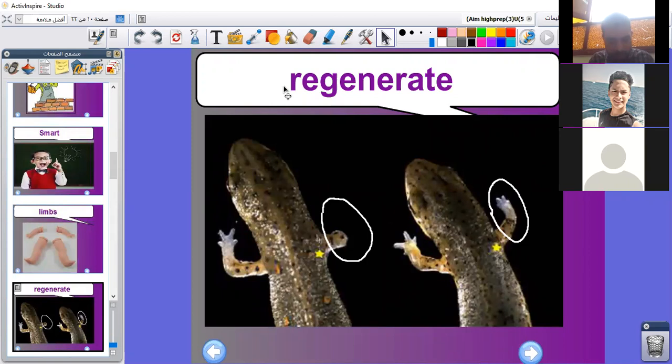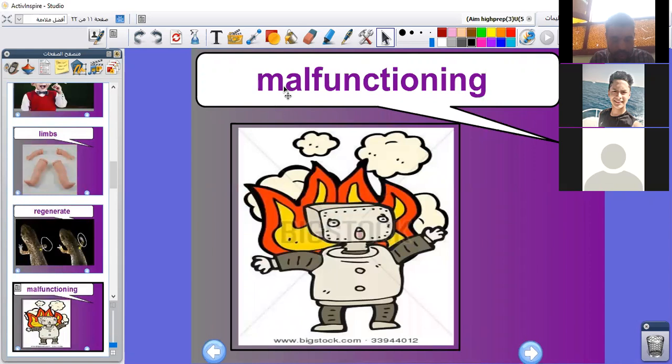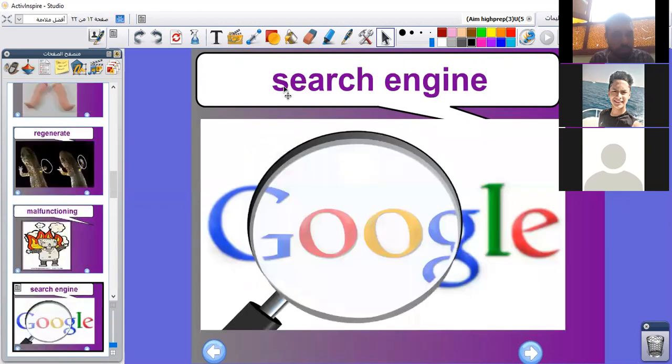Regenerate means to grow strong again. Malfunctioning means something that isn't working properly, something that has broken down. Search engine is a computer program that looks for information. Like Google. Google is a search engine because it looks for information.